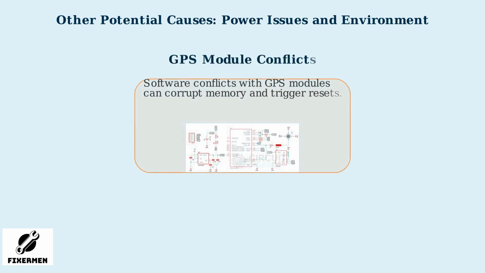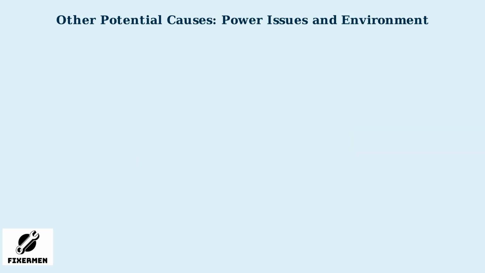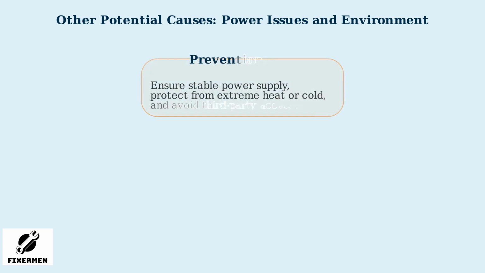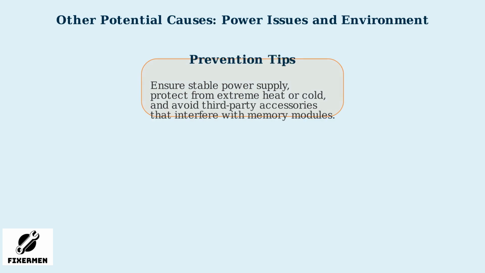Conflicts with GPS modules can also cause issues. Software glitches in the GPS integration may corrupt the memory, resulting in unexpected resets. To prevent these issues, make sure your detector has a stable power supply, is not exposed to extreme temperatures, and you avoid using third-party accessories that could interfere with the memory modules.